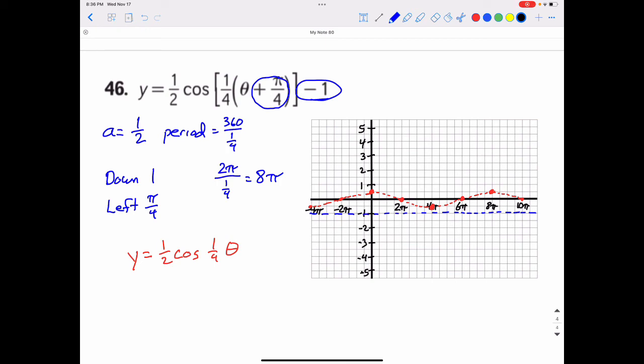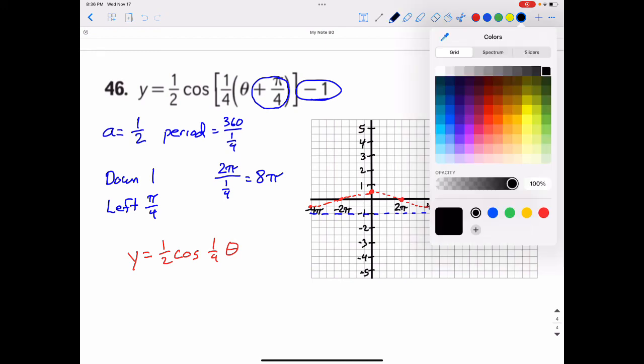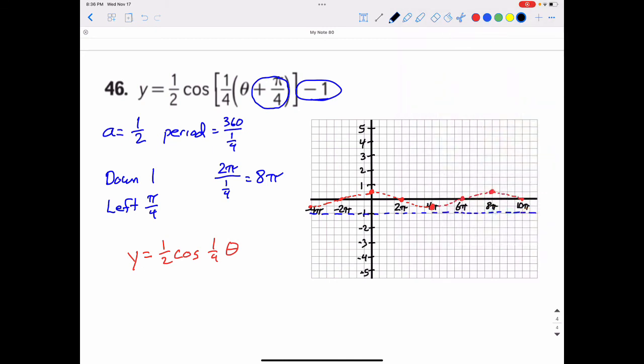Now let's consider this. If 4 blocks is 2 pi, then 2 blocks will be pi. 1 block will be pi over 2, or half pi. And so half of a block is going to be pi over 4. So to shift to the left pi over 4 units is only going to be a half of a block shift on the scale that I'm using right now.